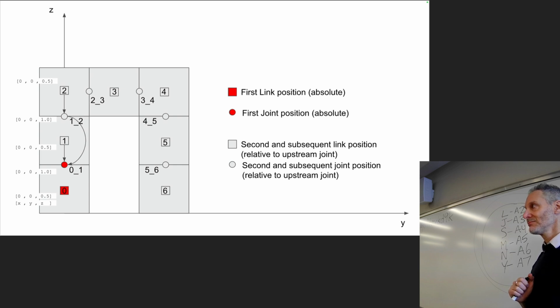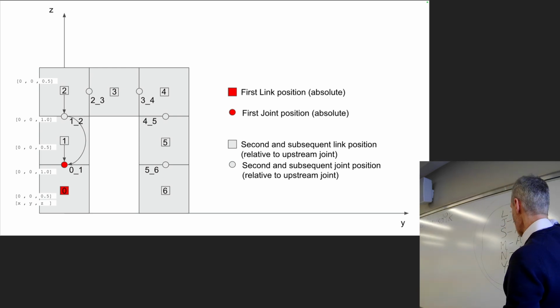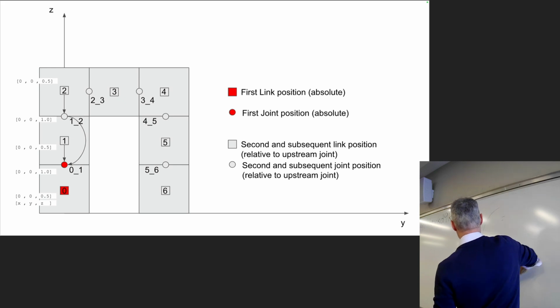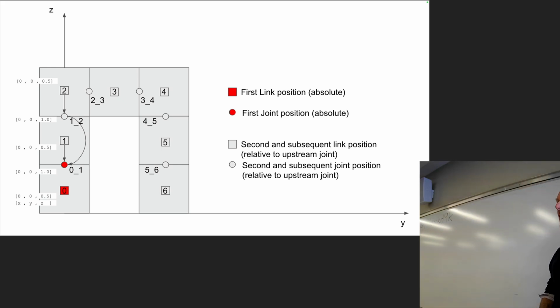If a link or a joint, like these two red ones here, this link and this joint, do not have any upstream joint, it's absolute coordinates. Why the heck would a physics engine do this to you? Why not make your life simpler and do everything in absolute coordinates? When relative is easier to keep track of the different links and joints once they're moving. Easier to keep track of them once they're moving, possibly.